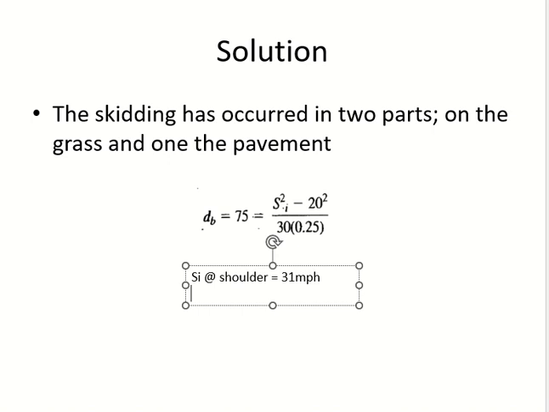When he entered the shoulder, he left the pavement. This is the final speed for the pavement. The distance for the pavement was 100 feet and the F value is 0.35. So how much is the initial speed on the pavement? Okay, correct?